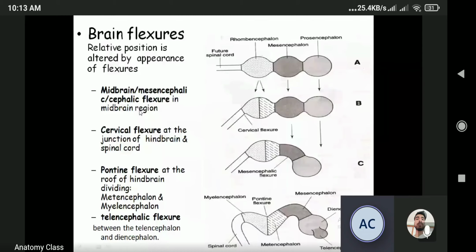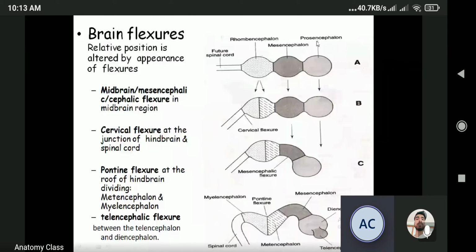Now, after the formation of the two flexures, another flexure. This is the mesencephalic flexure. This is the cervical flexure. Now, after the appearance of these two flexures, what is happening? Look at it. This is the pontine flexure at the roof of the hindbrain, divided into metencephalon and myelencephalon.